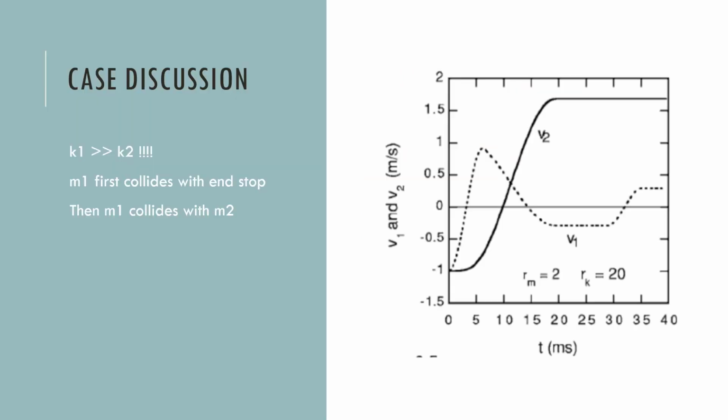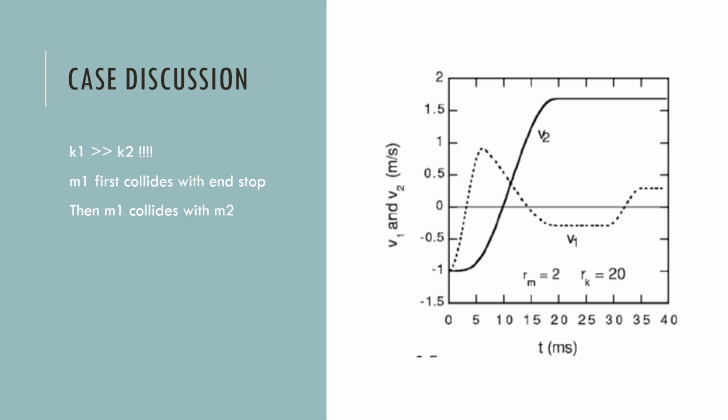We now discuss the influence of the ratio of mass and the ratio of spring constant. Let's see a single case first. This is a case in which m1 over m2 equals 2 and the spring constant k1 over k2 equals 20. In the time interval 0 to 5 milliseconds, we can see there's a first event, which is m1 collides with the end stop.